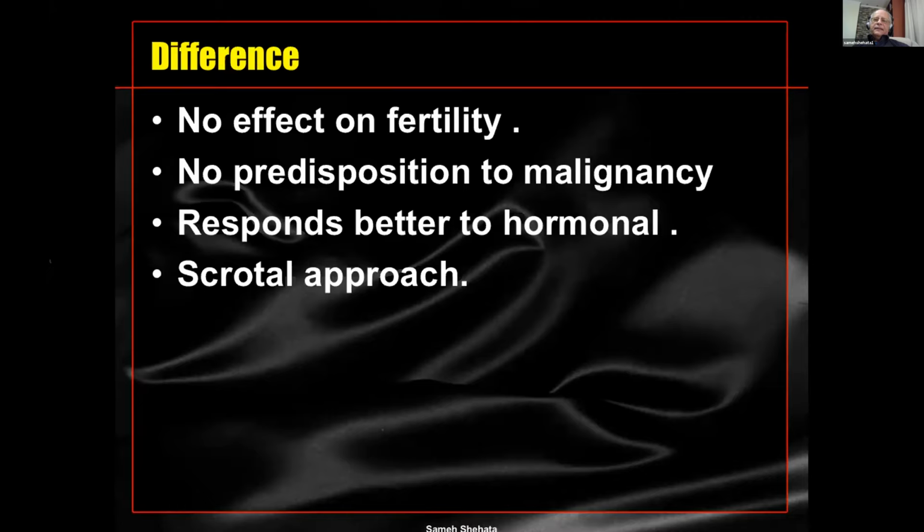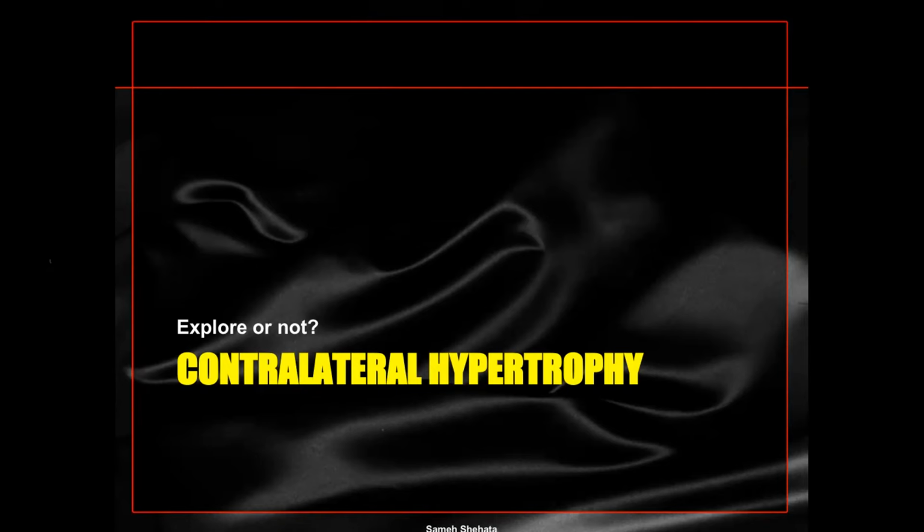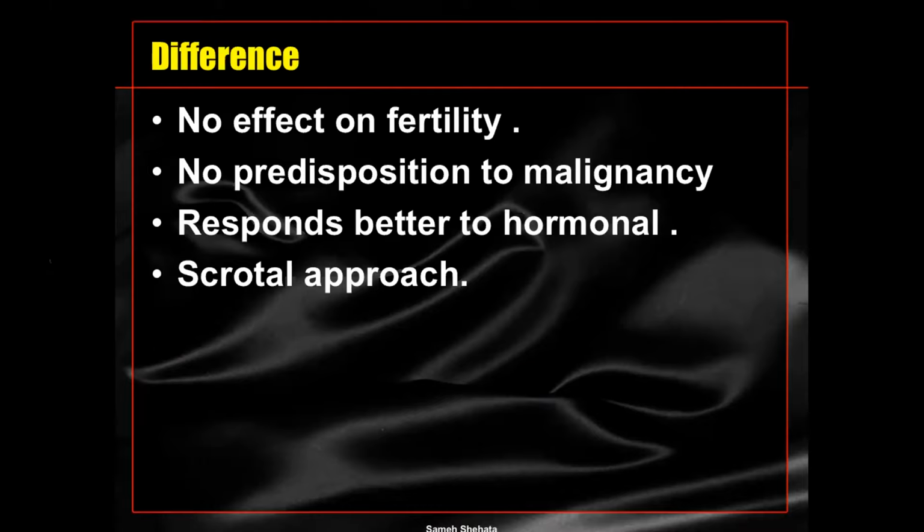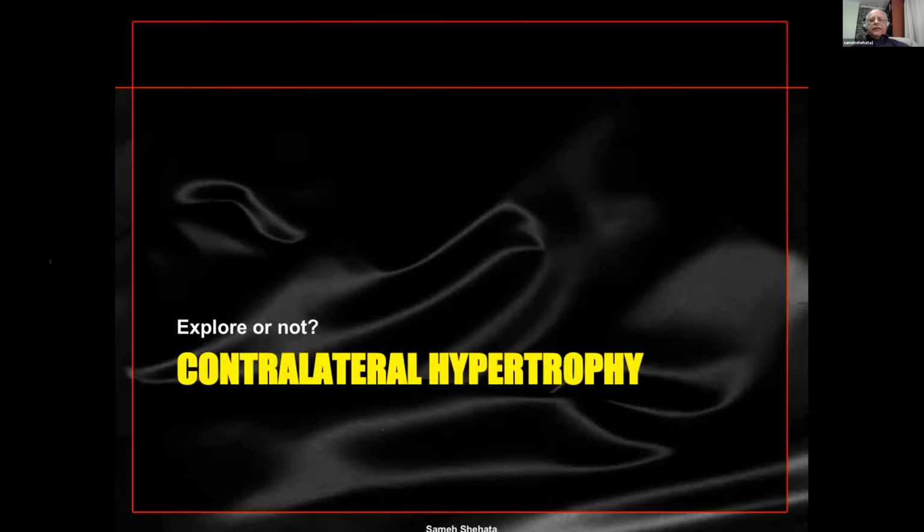So the general recommendation for the retractile testis: no treatment, follow up yearly until puberty. Now, careful examination sometimes in unilateral impalpable testis will reveal that there is obvious contralateral hypertrophy. So my question now: do you consider contralateral hypertrophy a sure indication of the absence of testis on the other side? Dr. Temer, can you please send the poll regarding this issue?